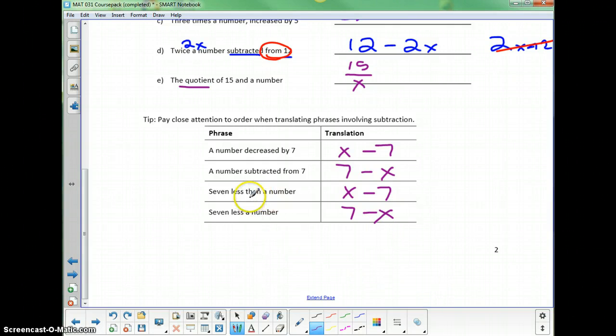Okay, so these two words, than and from, in the English language are going to switch the order of the sentence. It says a number first, but it's subtracted away from the 7, puts the number last. It says 7 first, but it's 7 less than that number. That number has to come first. Something to pay attention to with subtraction. It's not the math that's complicated here, it's the way the English language works.